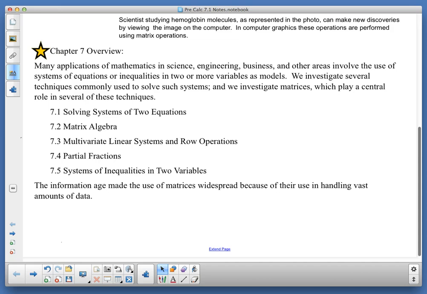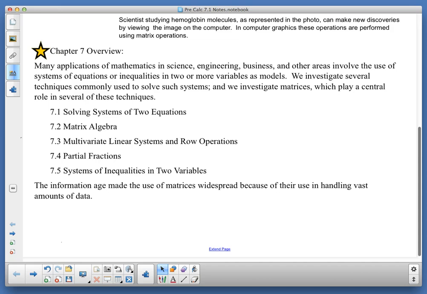It's about 2 weeks. The information age made the use of matrices widespread because of their use in handling vast amounts of data. Matter of fact, they're called arrays in computer science, and you read the array and it just kind of presses it into your program. But we're going to be using matrices light. We're not going to be going crazy.